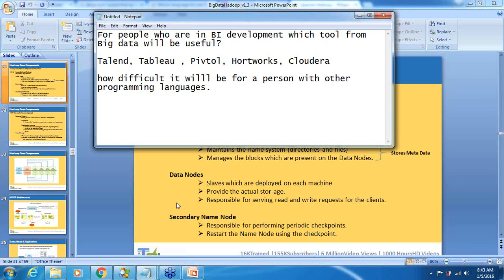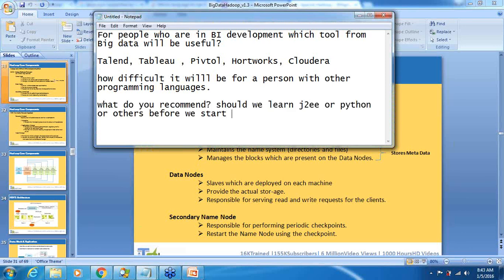So what do you recommend? Should we learn Java, Python, or others? Okay, when you ask this kind of question, again I would like to come back to you. It's all about comfort and the level of knowledge we already have in those supported languages. If a fresher comes to me and says, I want to learn big data or I want to learn Hadoop, then I would say, with the kind of technology, either Java or .NET is a better choice.